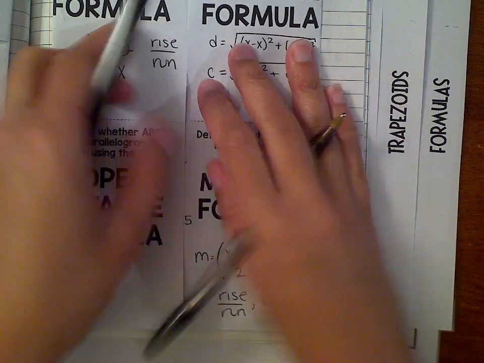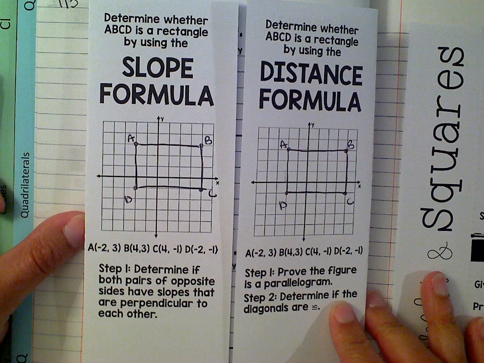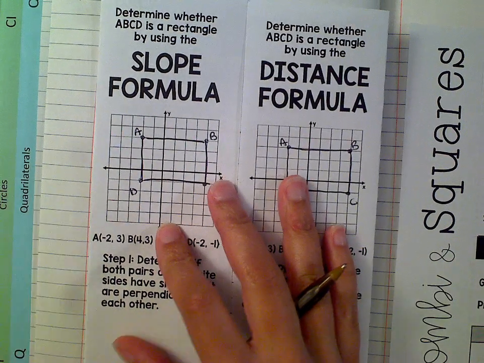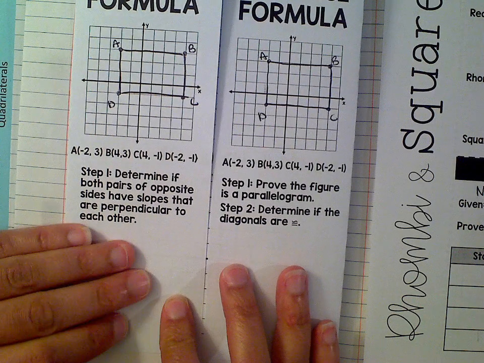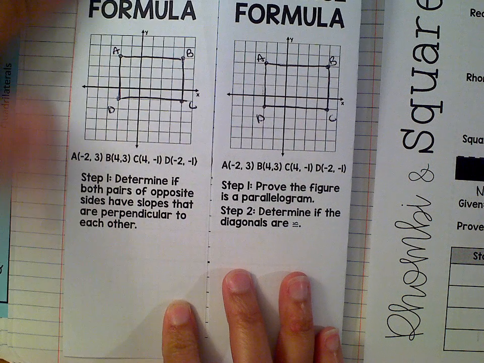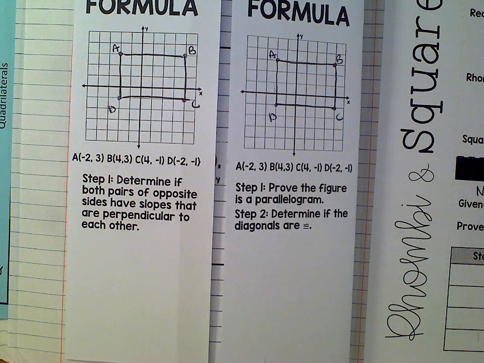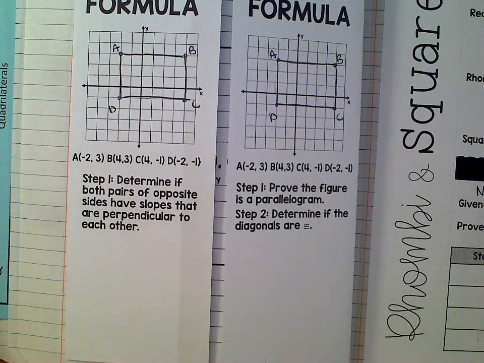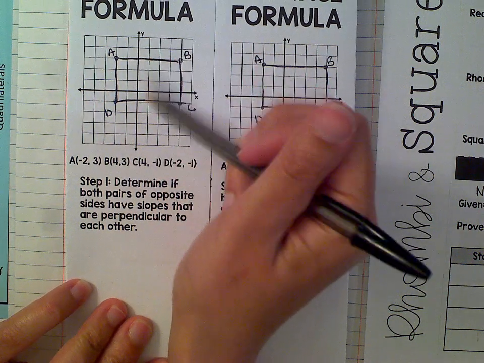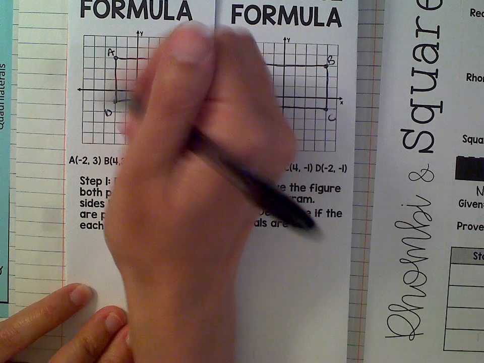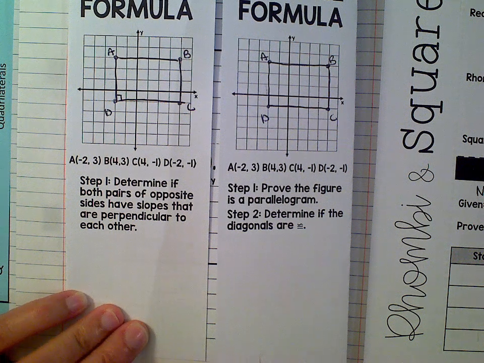Alrighty, so another thing that we can do is talk about rectangles. So we can determine that something is a rectangle by using the slope formula or the distance formula like we were talking about. So I have my rectangles here. On the left half, we can determine if both pairs of opposite sides have slopes that are perpendicular to each other. So I really need to know all the slopes, and we want to know that it's a parallelogram, so opposite slopes are the same, but we also need to know that right here we have a 90. Because if you have a 90, then you definitely have a rectangle.